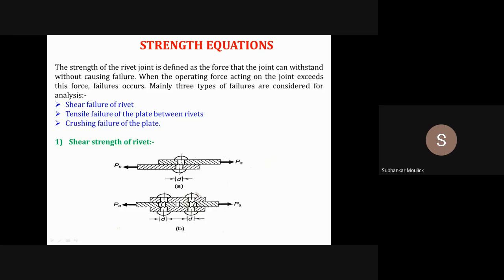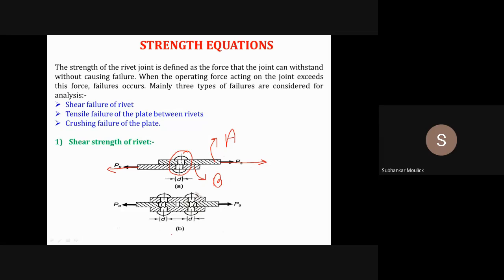So how will the shear failure of the rivet occur? Assume that for figure A, this is plate A and this is plate B. On plate A, if you apply an axial load along this direction, parallel to the cross sectional area of the rivet, and on plate B, on the other hand, you apply an axial load in the negative x direction, parallel to the cross sectional area of the rivet, then at the rivet cross section, the rivet will break by shear. Is it clear? Yes, sir. Fine.